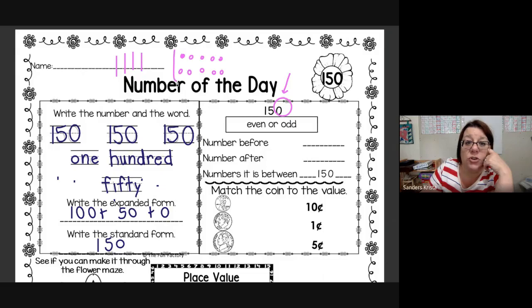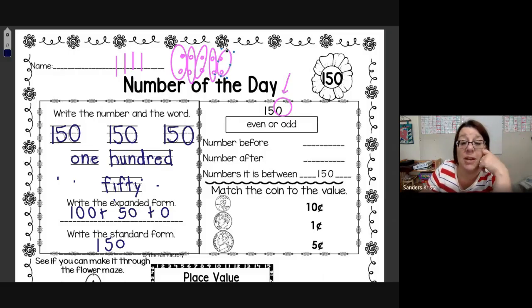So I'm going to circle my ones in partners. So I have 1 group, 2 groups, 3 groups, 4 groups, 5 groups, and everybody had a partner. So is my number even or odd? Even Steven, right? Even Steven has a friend.